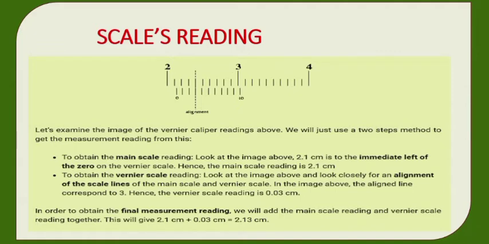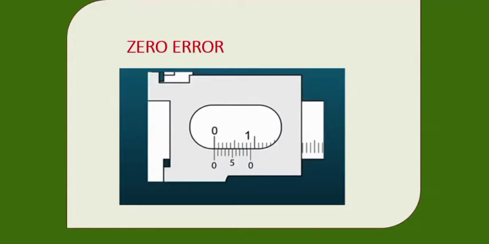We add the main scale reading and vernier scale reading together. This gives 2.1 centimeter plus 0.03 centimeter, equal to 2.13 centimeter. This is the simplest way to take a reading from the vernier caliper. Due to mechanical error, sometimes the zero mark of the vernier scale does not coincide with the zero mark on the main scale. The vernier caliper is then said to have zero error. In this case, the zero of the vernier scale coincides with the zero of the main scale, so there is no zero error.